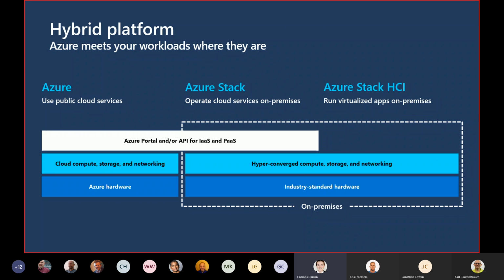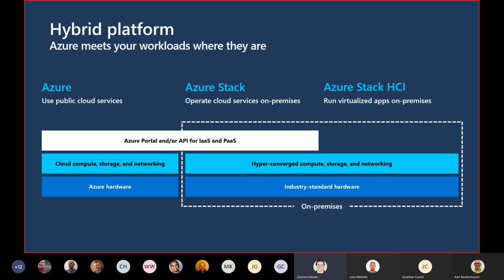In the middle of this image is Microsoft Azure Stack, and that's something that I have to imagine you've probably heard of before. Azure Stack, instead of using Azure hardware, uses industry standard hardware from the vendors that you know and probably already have a working relationship with, the likes of Dell and HPE and Lenovo and others. And running on that industry standard hardware in your data center, Azure Stack runs hyper-converged compute, storage, and networking in order to deliver the same Azure portal and the same Azure consistent APIs for IaaS and PaaS services, but running in your data center. Effectively, it allows you to operate cloud services on your premises, kind of like running your own little Azure region, right?